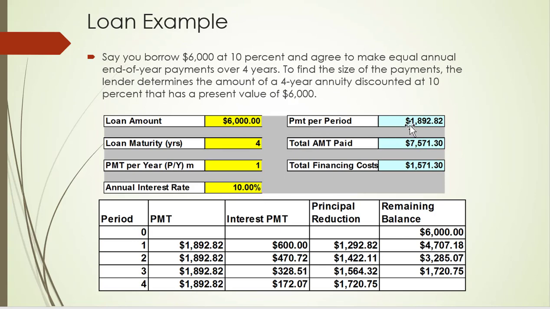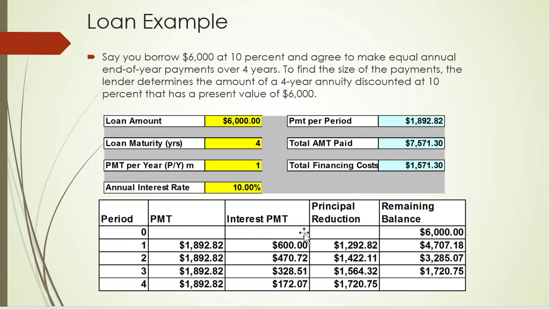So the payment per period is $1,892. If you made all 4 payments, you'd pay $7,571, and the total cost of financing over these 4 years is $1,571. It's just $7,571 minus the loan amount.